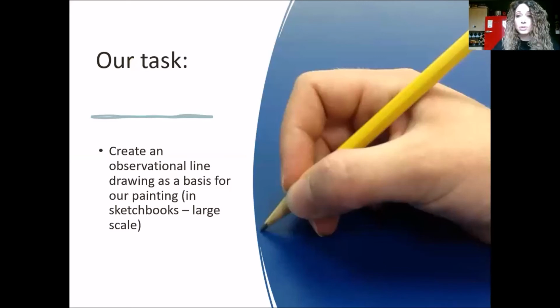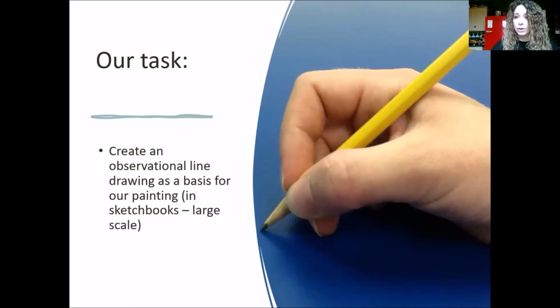Now you might have a photograph of someone at home that you want to use, or it could be literally anything that takes your fancy, as long as the picture is not too complicated that you're going to use as a basis for your drawing. So this is our task. Whichever picture you choose to use to copy, or copy a part of, for observational drawing, you need to create an observational line drawing which we will then use as a basis for our painting, our Fauvist painting later on.